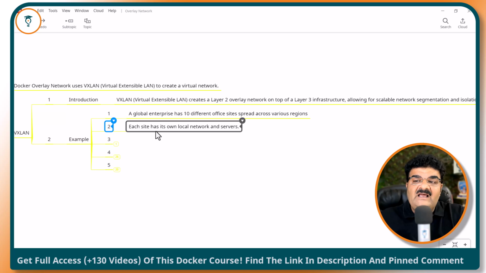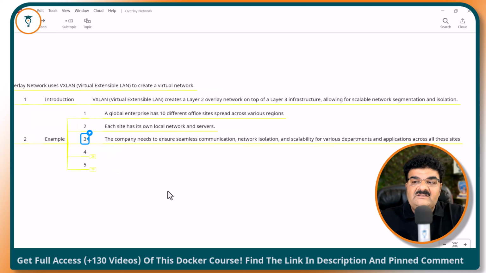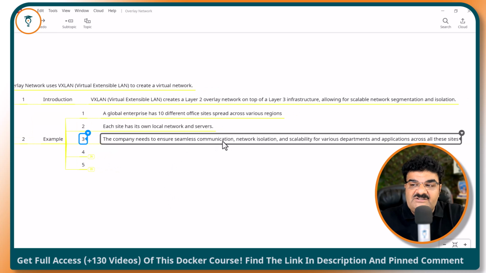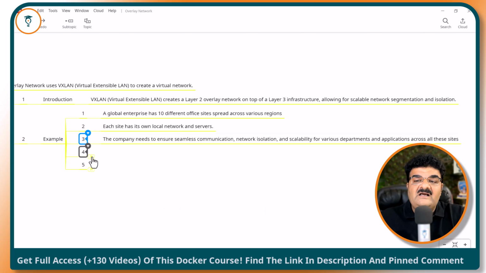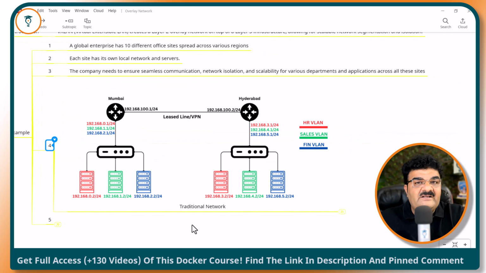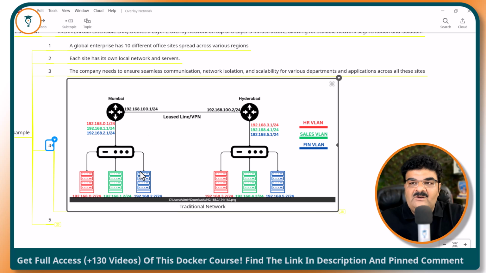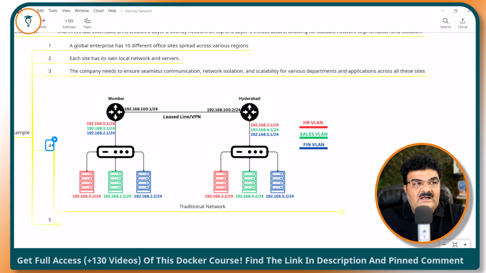Each site has its own local network and server. The company needs to ensure seamless communication, network isolation, and scalability for various departments and applications across all of these sites. Here, I have one picture which will provide you a clear understanding of the scenario. Now, here I am just using two sites, Mumbai and Hyderabad, because if I draw 10 sites over here, it will definitely confuse you. In this particular picture, we have a traditional network.